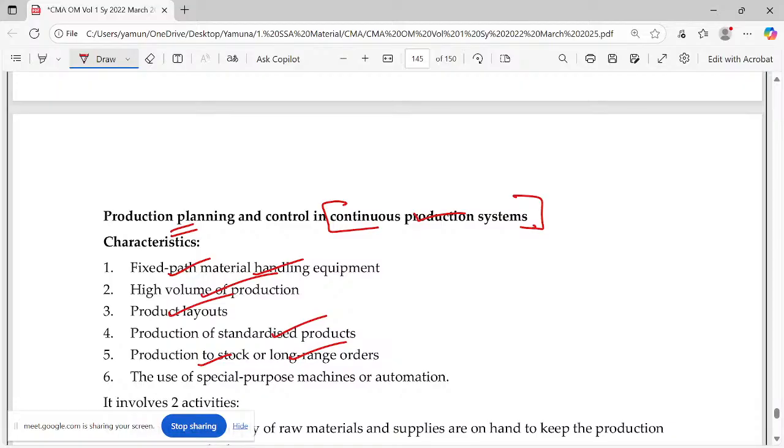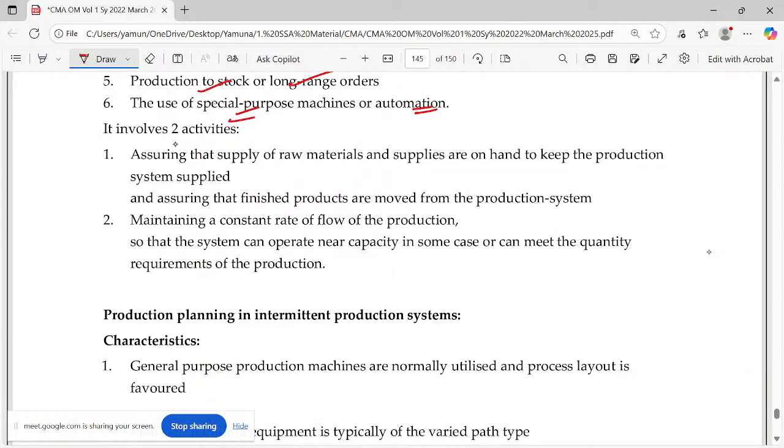Chemicals, it depends. Maybe not 5 years, but some 2 years or something like that. Use of special purpose machines or automated machines because it's specifically going to work on that. So that will be involving two activities: how far the raw materials and supplies will be on hand. That's why we might be talking about JIT, and a constant rate of flow of production has to be maintained, else it's not going to work. So that was the earlier one related to continuous production system.